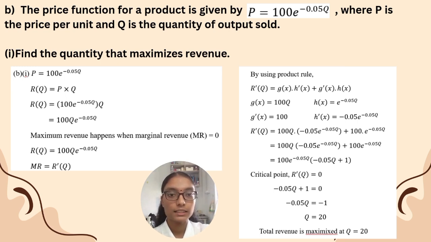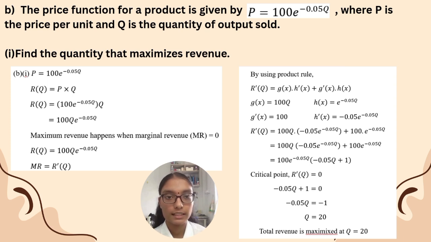Today, I will start presenting from question 2, part B1. The price function for a product is given by P equals 100e to the power of negative 0.05Q, where P is the price per unit and Q is the quantity of output sold. Find the quantity that maximizes revenue. They are given the price function, which is P equals 100e to the power of negative 0.05Q. Since revenue is price multiplied by quantity, the revenue function becomes R(Q) equals 100Q e to the power of negative 0.05Q.